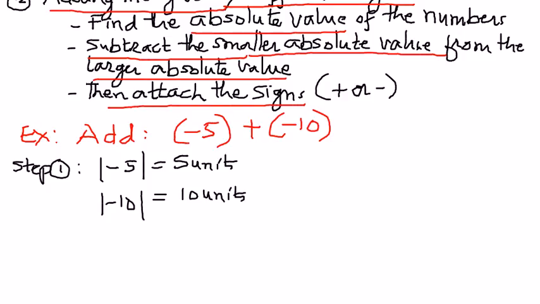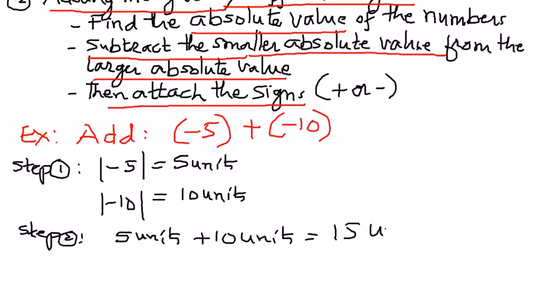Therefore, as step number two, what we're going to do is subtract the smaller absolute value from the larger absolute value. Since both of these are positive numbers, we're going to add 5 units to 10 units. When we add 5 to 10, it's going to be 15 units.